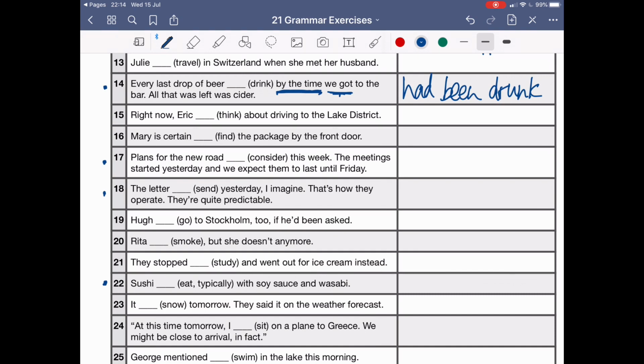17. Plans for the new road, something with consider this week. The meeting started yesterday and we expect them to last until Friday. So they started yesterday. We expect them to last until Friday. So that's this week. This week is different to most other weeks. And we are in the middle of this. And we could imagine that plans for the new road, something with consider, by the council this week. So we know that this is passive. So we know it's present continuous passive, right? Are being considered. 18.